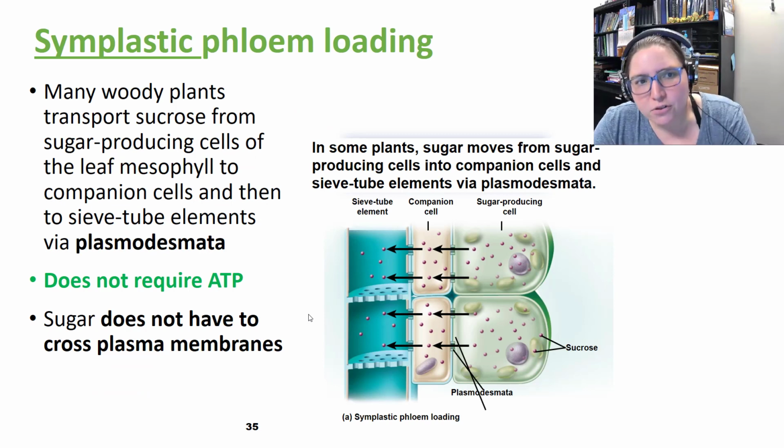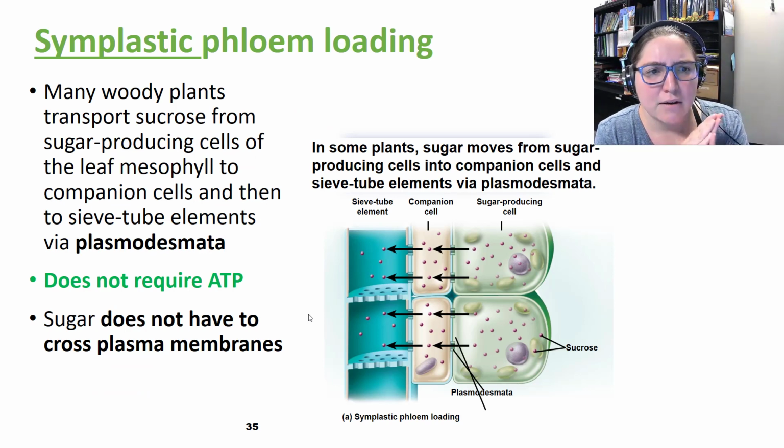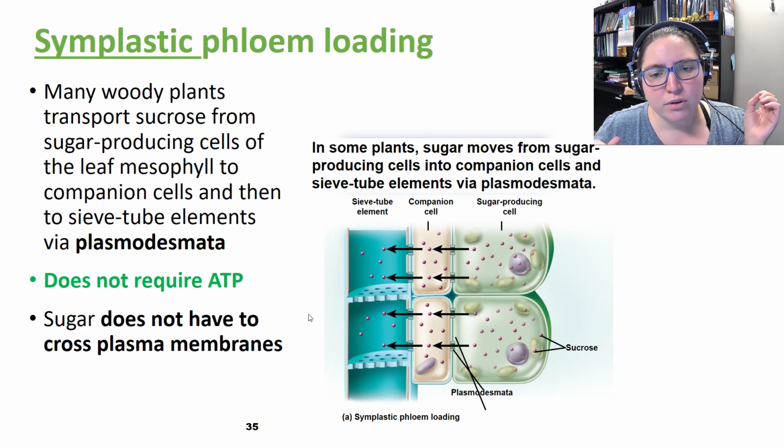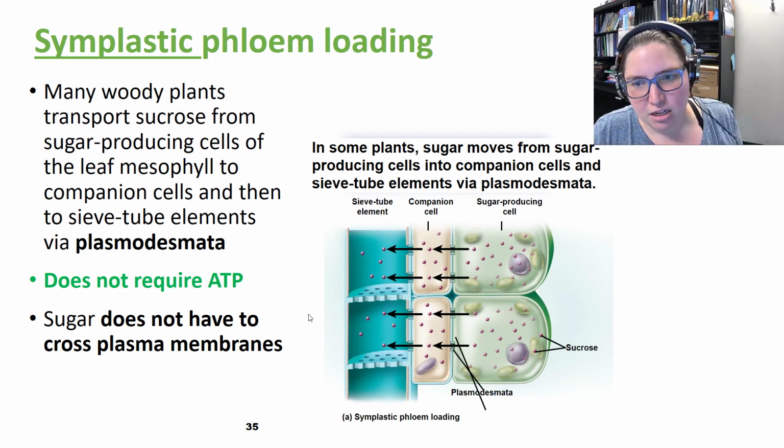So with symplastic phloem loading, many woody plants transport sucrose from sugar-producing cells of the leaf mesophyll to companion cells and then to the sieve tube elements by way of their plasmodesmata. What are the plasmodesmata again? Those are connections from one cell to another where their cell membranes are connected. So this doesn't require ATP because these are just pores from one cell to the next, and because they're directly connected, the sugar doesn't actually have to cross a cell membrane here.